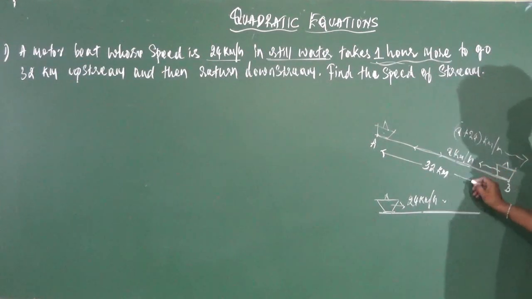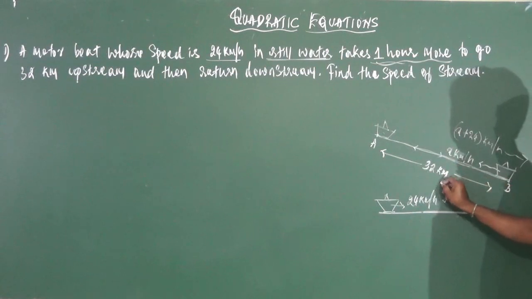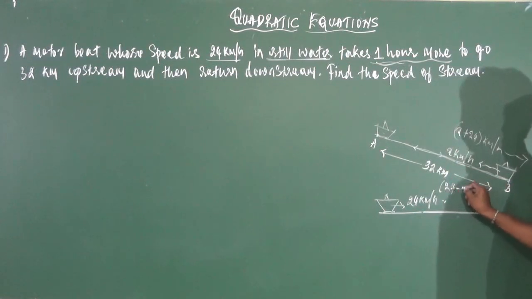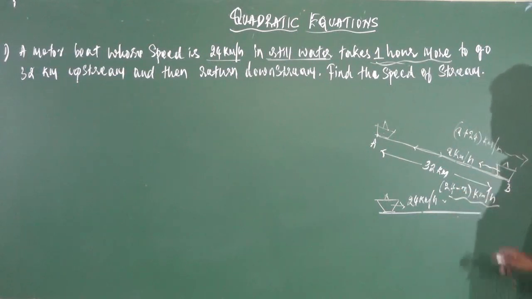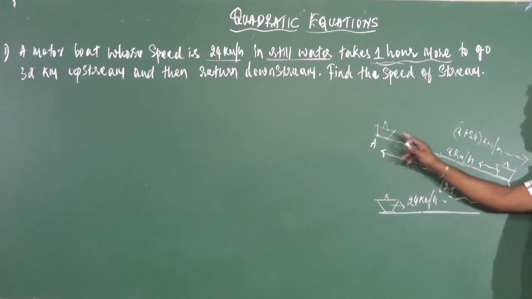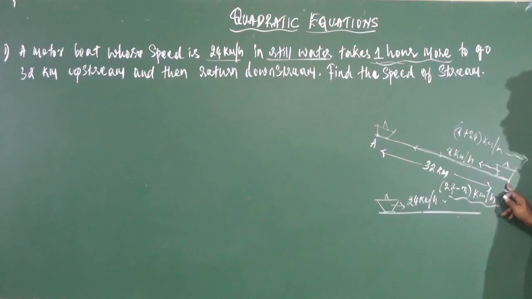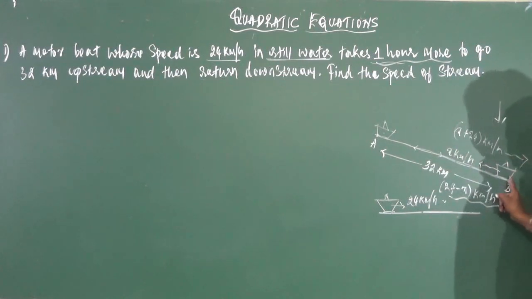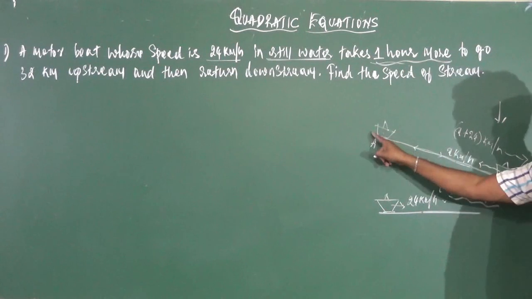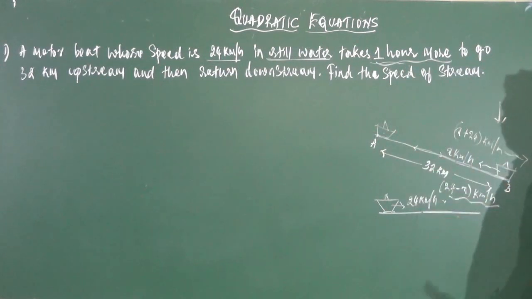That is, the speed of the boat upstream will be 24 minus x kilometer per hour. So this is the speed of the boat. Now, when the boat comes from A to B, time is less. Time taken by the boat is less because speed is more. But when the boat is moving from down to up, that is B to A, the time taken will be more because the speed is less.